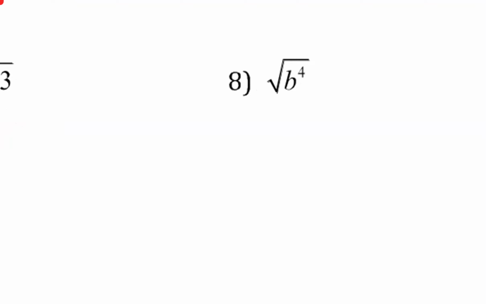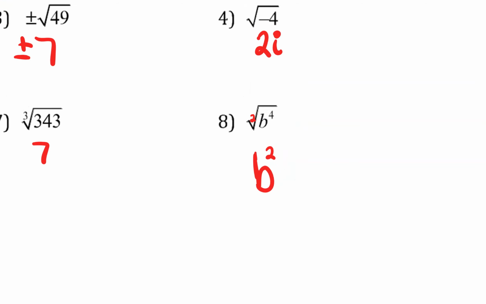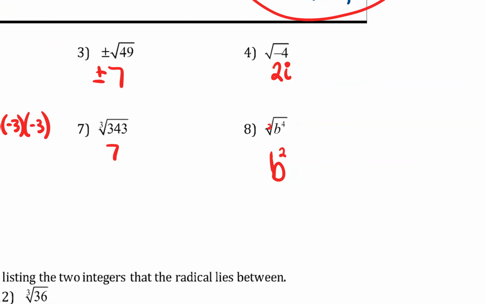On number 8, the way I like to do these ones is to remember what the index is. That's 2. And then I just like to determine how many times does 2 go into 4. How many times does the index go into the exponent? 2 goes into 4 2 times, which means b squared is going to be our answer, because b squared times b squared will give us b to the 4th.